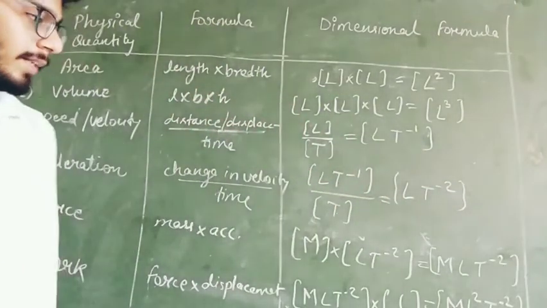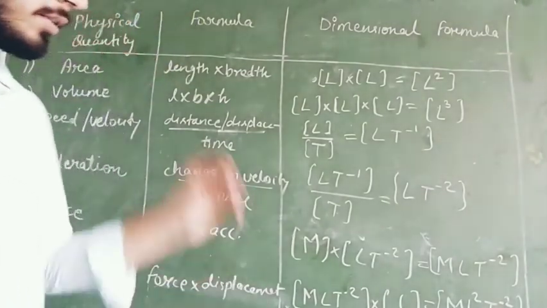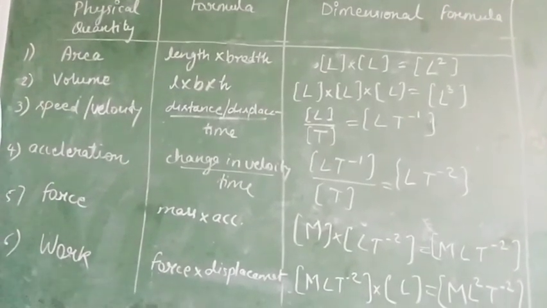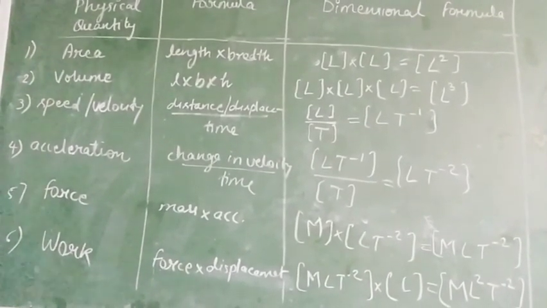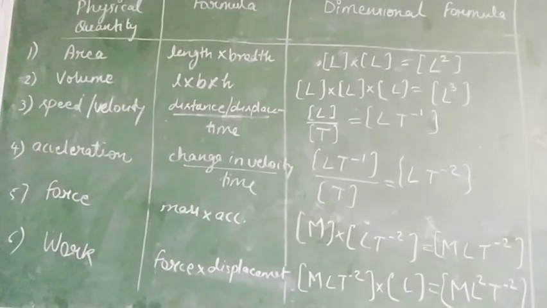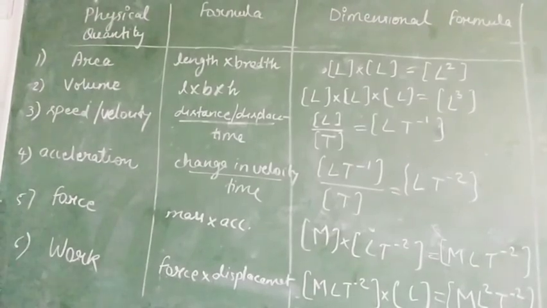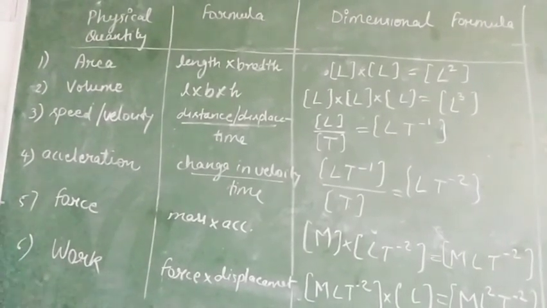So these are some basic dimensional formulas, and like this only you can calculate the others too. Just take a screenshot, and later you can do it for kinetic energy, potential energy, gravitational constant. For everything you can do the same.